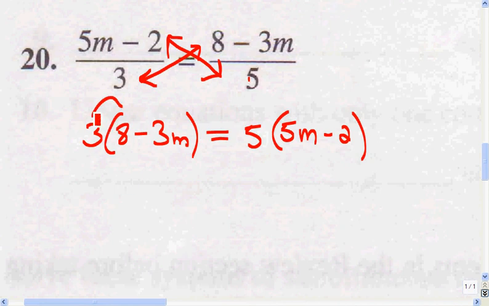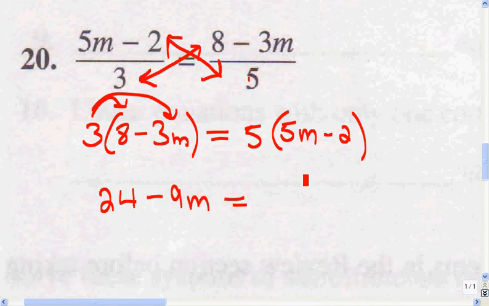So we use the distributive property. We've learned about that. Whenever you have a number right in front of a parentheses with no sign in between, you multiply that number times everything inside the parentheses. So 3 times 8 is 24. 3 times a negative 3m is a negative 9m, equals 5 times 5m is 25m, and 5 times a negative 2 is a negative 10.